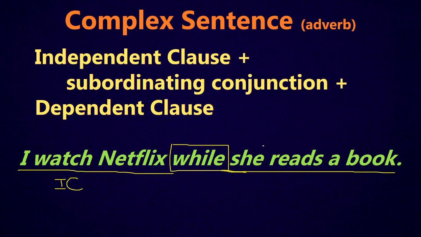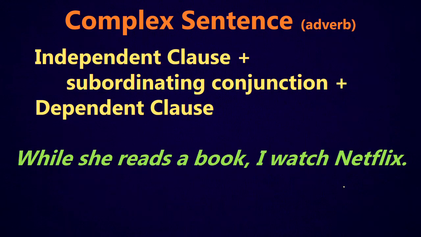So these are actually connected together. So while she reads a book. Now I can take this out if I want to, and I have a complete sentence. I watch Netflix. But I can't do that to this one, while she reads a book. So that's why this is dependent. This one needs this one here. It depends on this one in order to be a complete sentence.